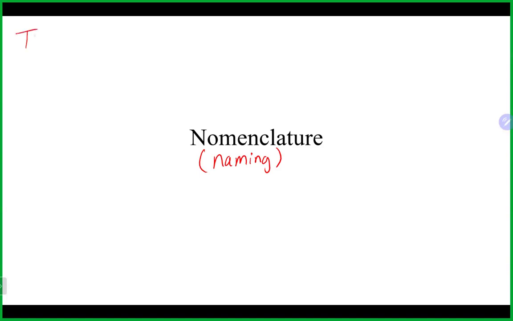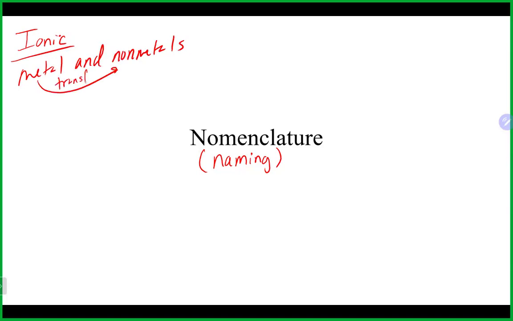We're going to talk about how we name ionic compounds, which, as we know, are metals and nonmetals together, where our metal transfers its electrons and creates a cation and an anion. There's no sharing of electrons happening there, just complete transfers, and the electrostatic attraction holds those guys together.